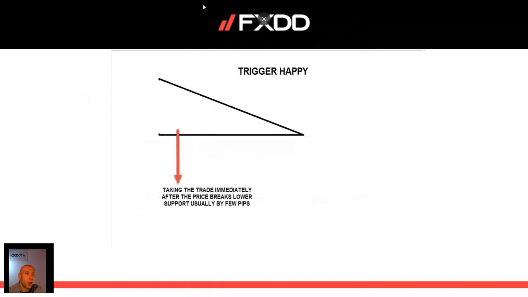Now, this is what we call a trigger happy trade. So when a breakout happens, you take the trade immediately after the price breaks, in this example, lower support. Of course, if you trade other chart patterns, you can be trigger happy with any chart pattern. It doesn't matter. But this is an example of a flat bottom descending triangle. So trigger happy trades can be traded immediately after the price breaks lower support, and it usually happens by a few pips.